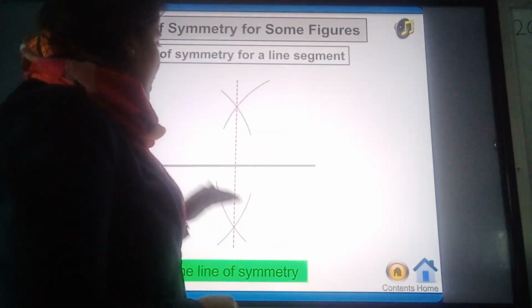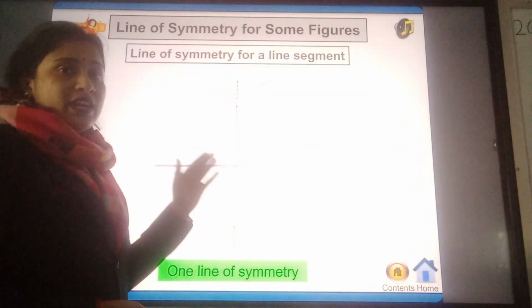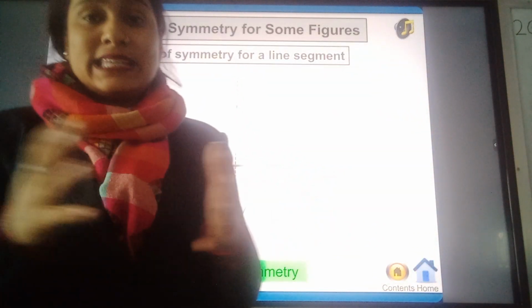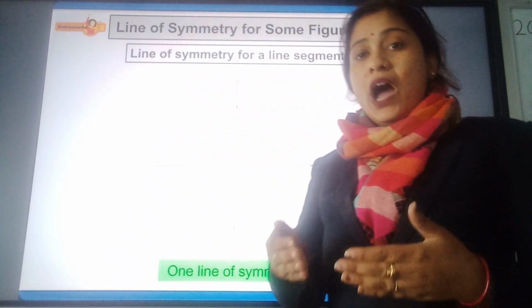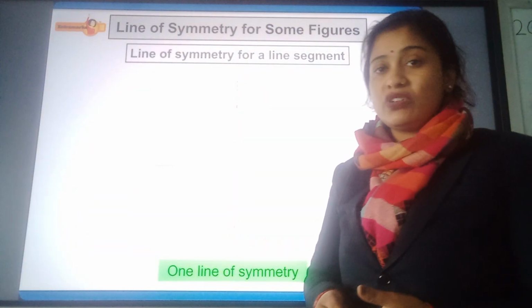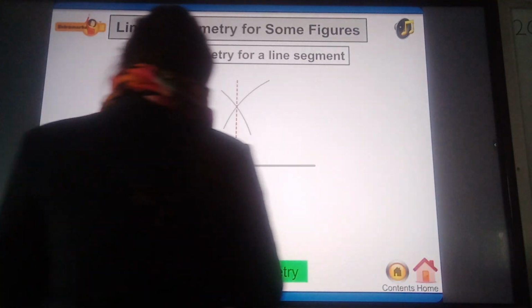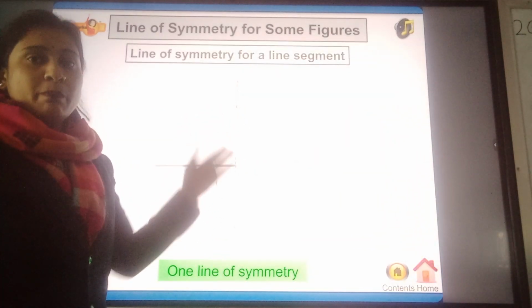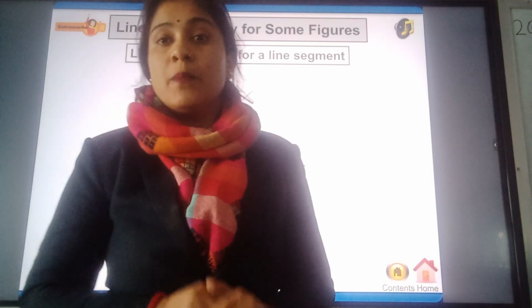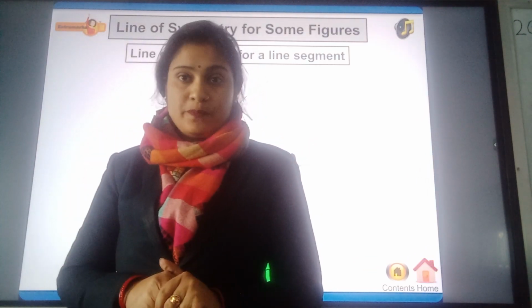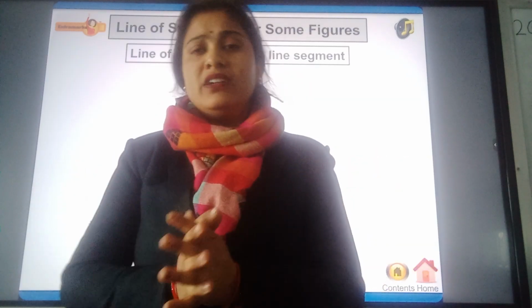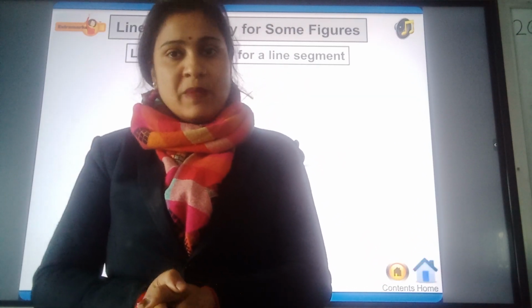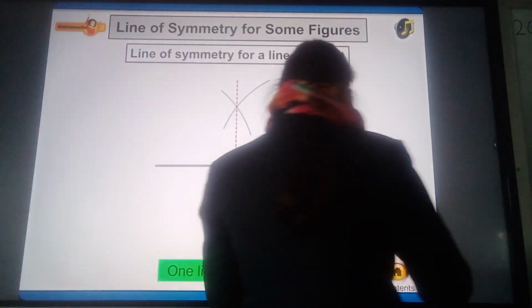If the distance is the same, then the point is said to be a midpoint. Similarly, the line segment also has a line of symmetry, and we obtain it by drawing a perpendicular bisector. In the chapter on construction, we have already learned how to draw a perpendicular bisector.